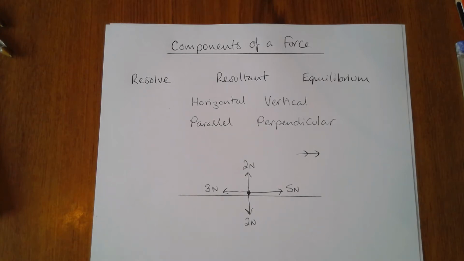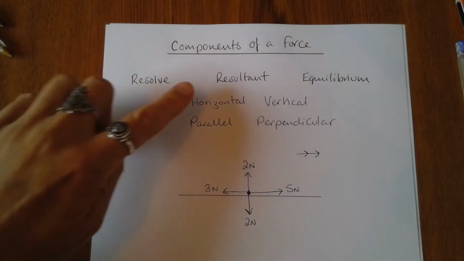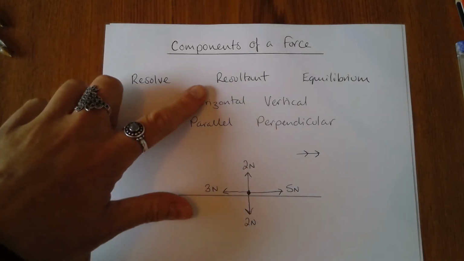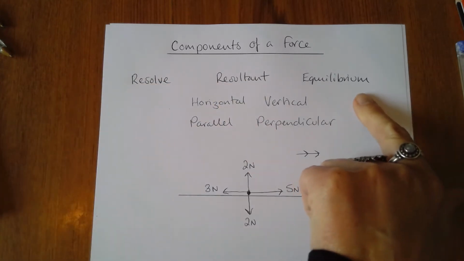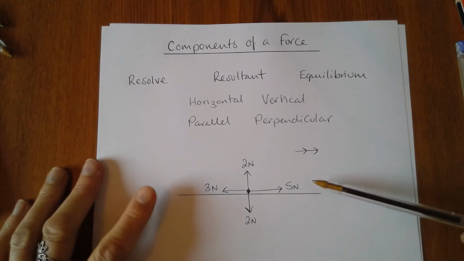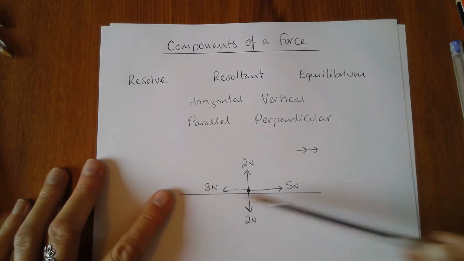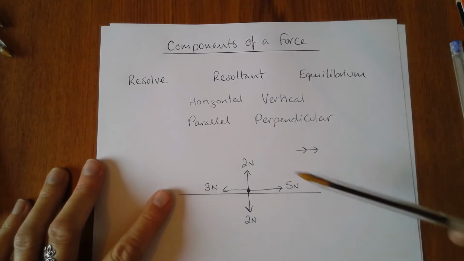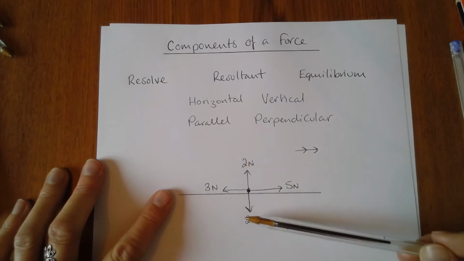Components of a force. We often have to resolve forces to find the resultant force. If the resultant force is 0, then the object is said to be in equilibrium. When we resolve forces, we make two equations, one for the forces parallel to the surface, in this case the horizontal, and another for the forces perpendicular to the surface, in this case the vertical forces.